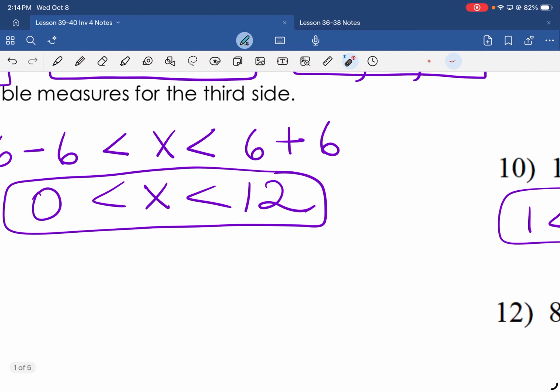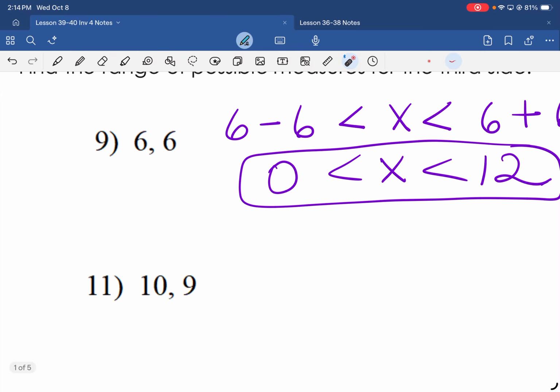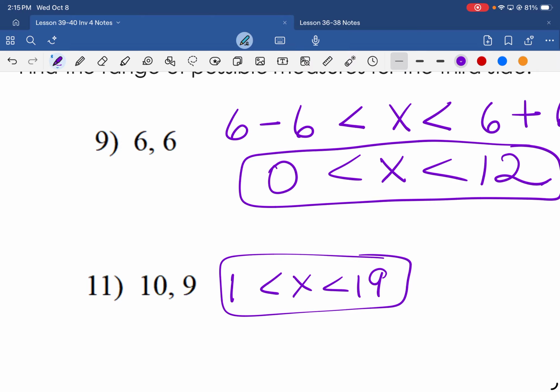Okay, back to you, Logan. Number 11, please. Between 1 and 19. 1 and 19. Let me double check you. So 10 minus 9 is in fact 1. And 10 plus 9 is in fact 19. Excellent job. All right, Harper.